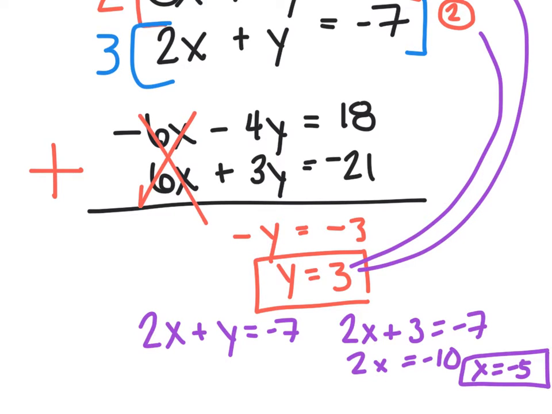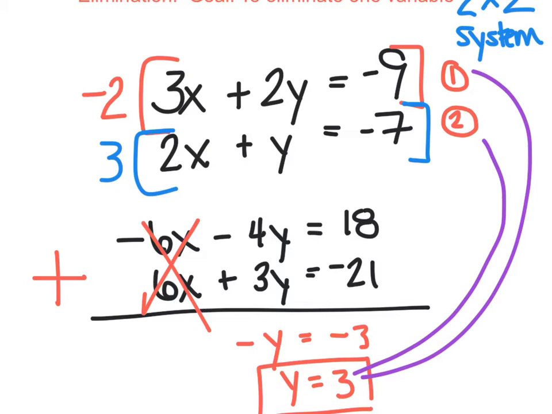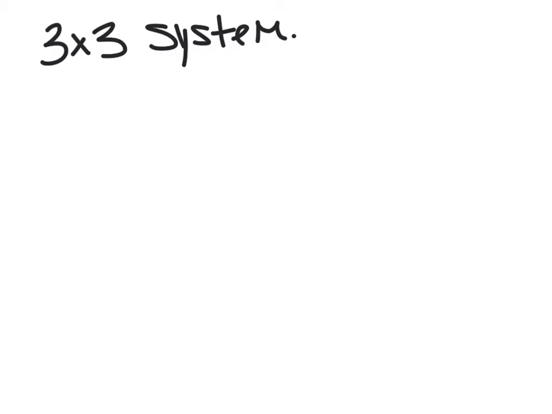So again, this was called a 2x2. This is what we did back in Algebra 1. We're going to spice things up a bit. Alright, we're ready to get into it. A 3x3 system. Sounds a little crazy. That means we have 3 variables and 3 equations.